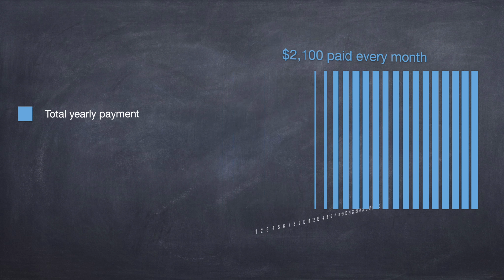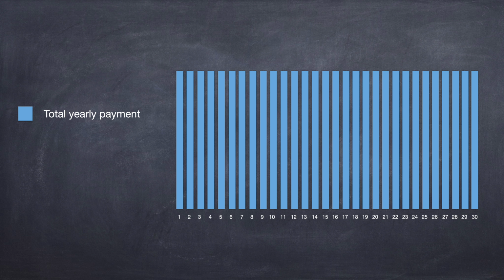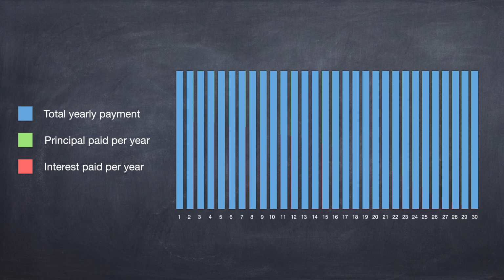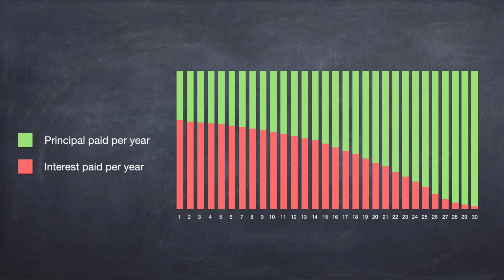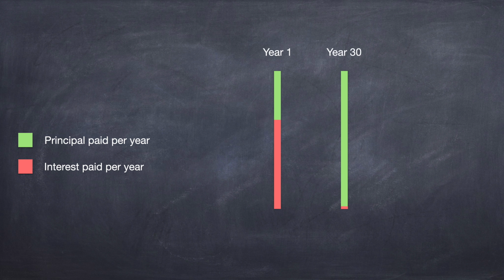So I think rather than looking at the charts we saw at the beginning, this is the best way to understand what amortization is. So we're going to take a look at principal paid per year and interest paid per year on your yearly payment schedule. And we're actually going to get rid of the total yearly payment and break it down just looking at principal and interest. So if you look at this, you see there's a lot more red in the first part of the loan, a lot more green in the last part. So let's actually compare year 1 to year 30 on this loan.